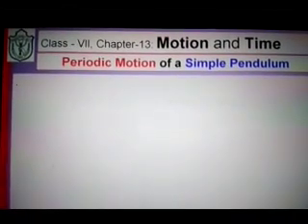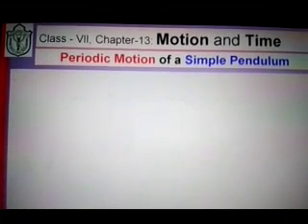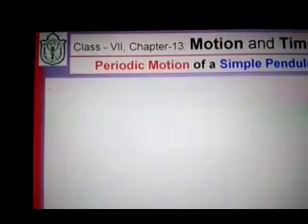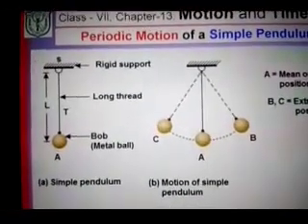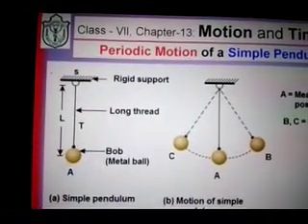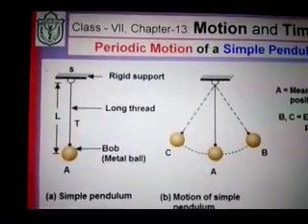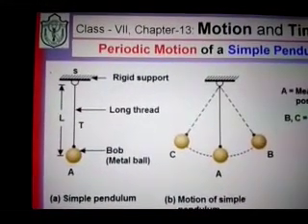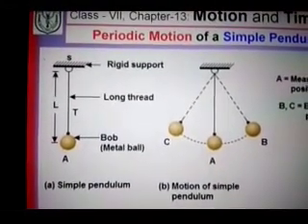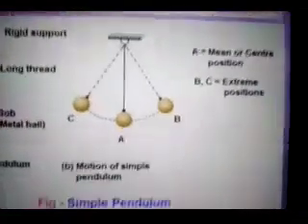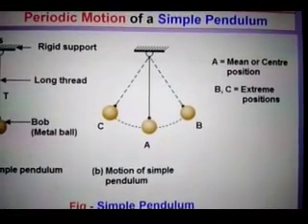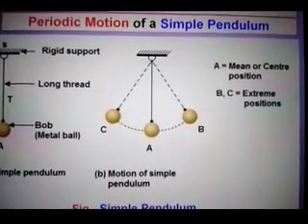Now, periodic motion of a simple pendulum. How is the simple pendulum constructed? The simple pendulum consists of a metallic bob suspended from a rigid support by using a long thread. Now it starts oscillating like this. It oscillates from A to B and comes back from B to C. Like that its oscillations are started.